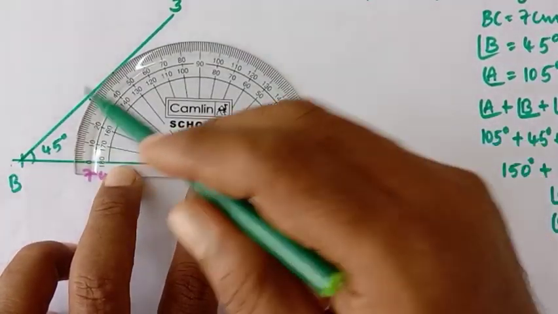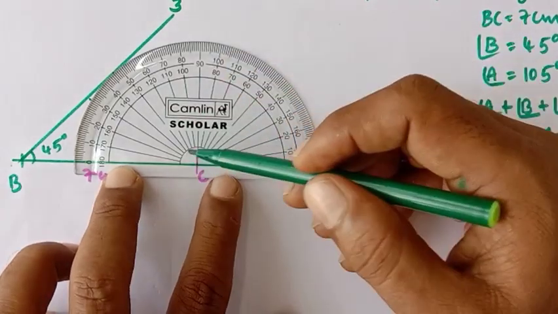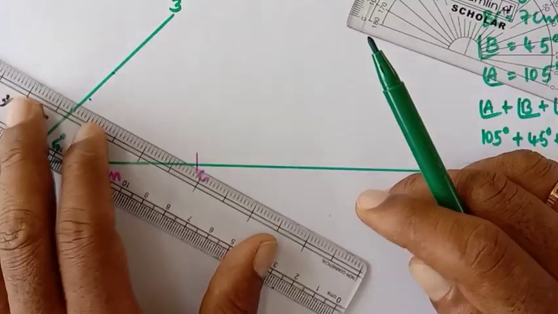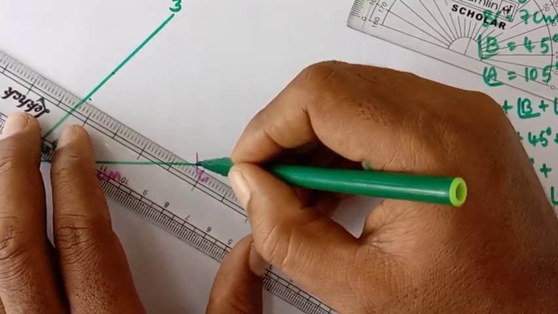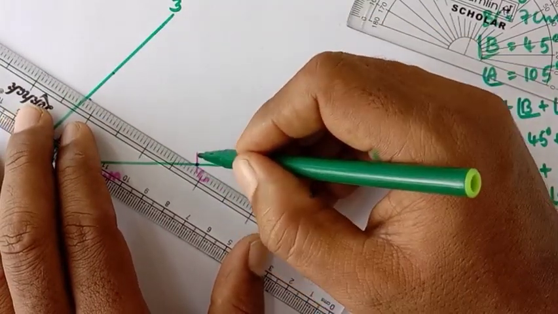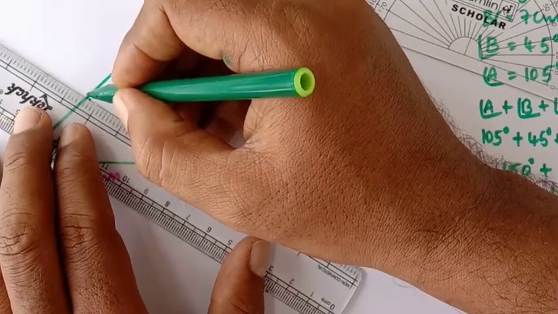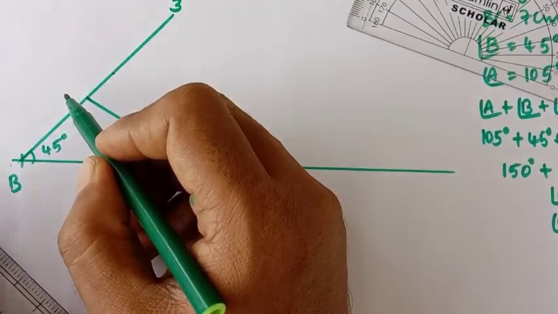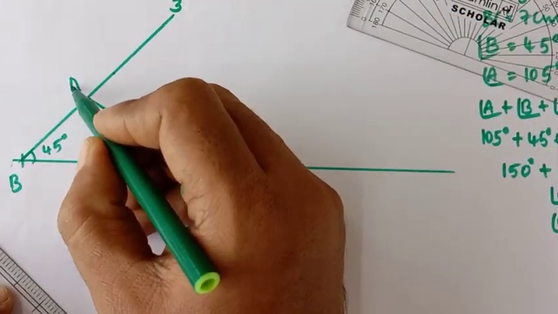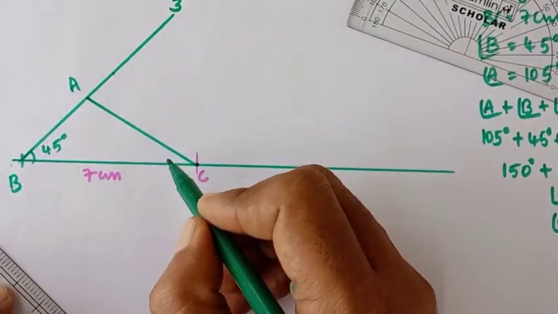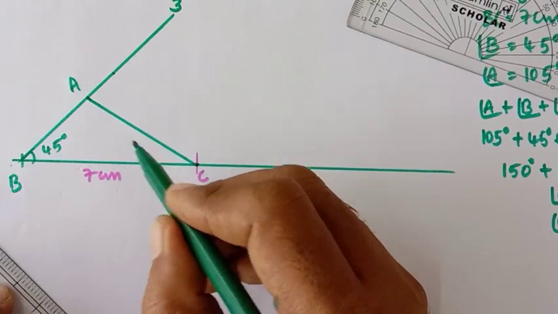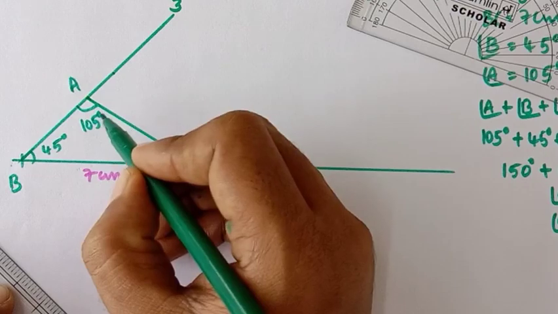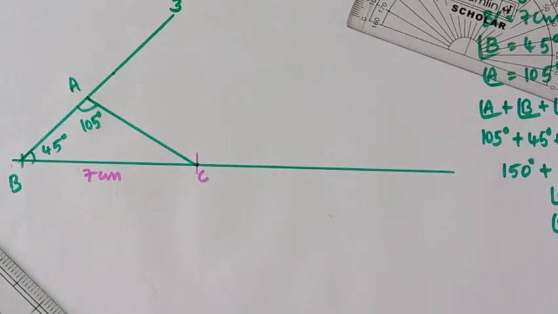B, C, A, angle C, we should take this side, and let me draw a straight line from C to this point, and this point is called as A. As this measures 30 degree, this angle measures 105 degree.